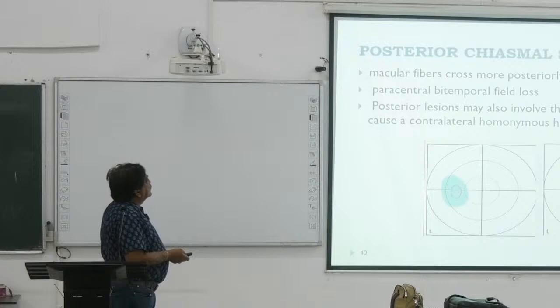Posterior chiasmal syndrome: macular fibers cross more posteriorly in the chiasma, causing paracentral bitemporal field loss. Posterior lesion may also involve the optic tract and cause a contralateral hemianopia.